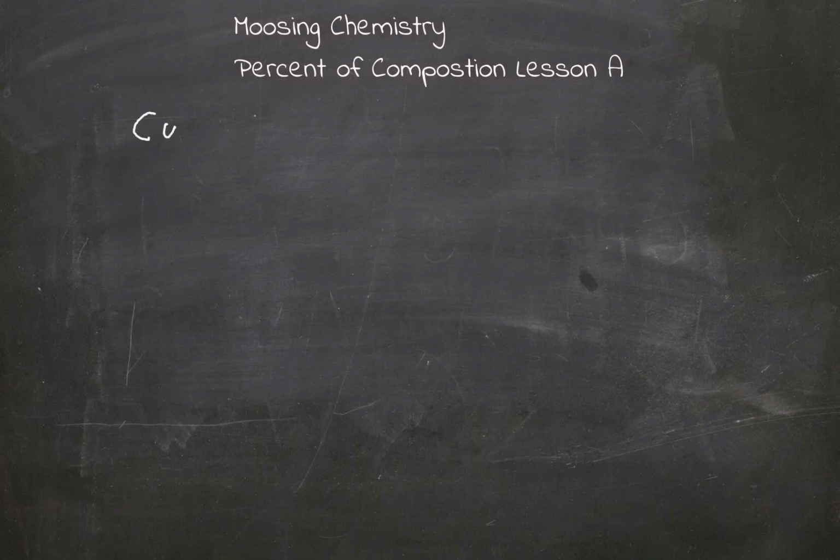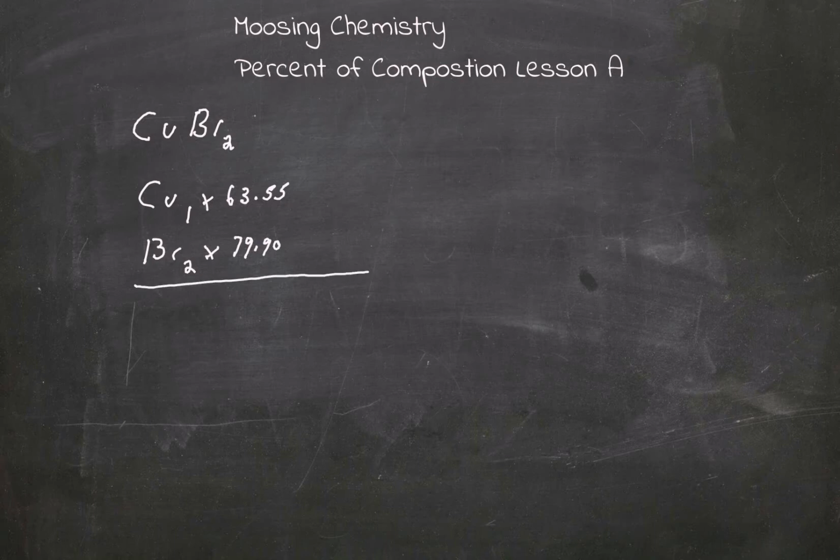So we go CuBr2, that's copper bromide. Now, copper is 1 times 63.55 grams per mole, and bromine is 2 times, of course, 79.90. So we multiply 79.90 by 2, that's going to be 159.8, and of course copper is 63.55. So when we add these together, that gives me 223.35 grams per mole of CuBr2.